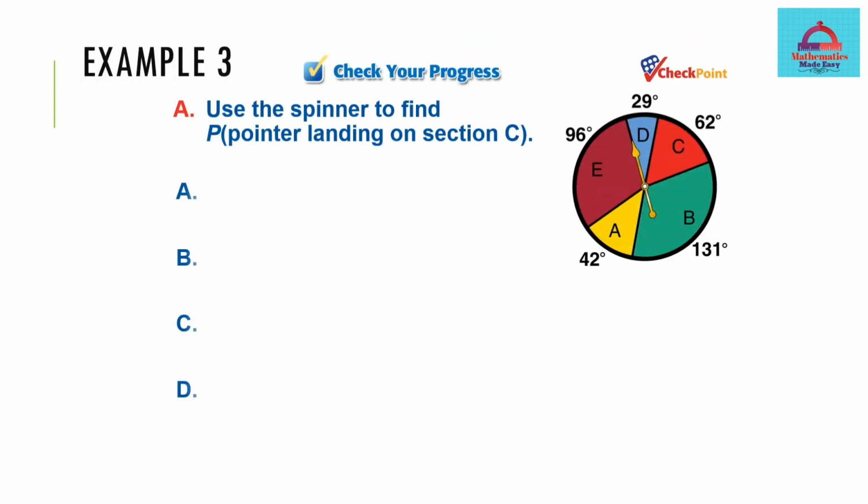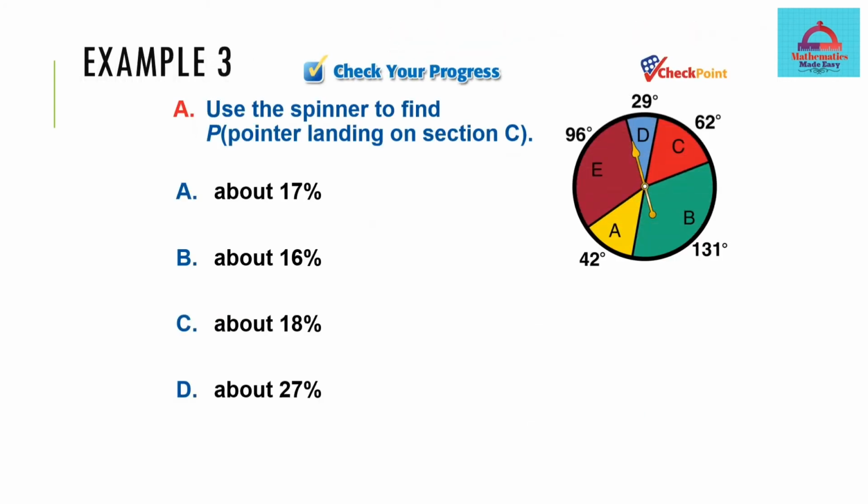Okay, so now let's check your progress with this multiple choice question, ABCD. There are 4 options. I want you to try. The pointer should land on section C. We go to section C. This is 62 degrees. The complete angle is 360 degrees. So easily you can find the percentage. Tell me the correct answer, and then you may check your answer.